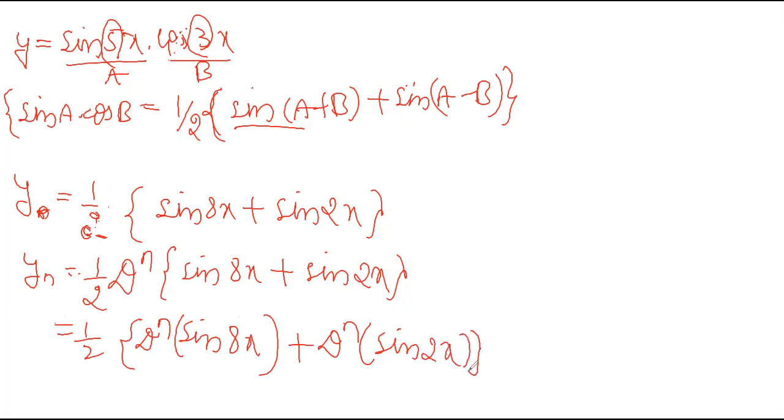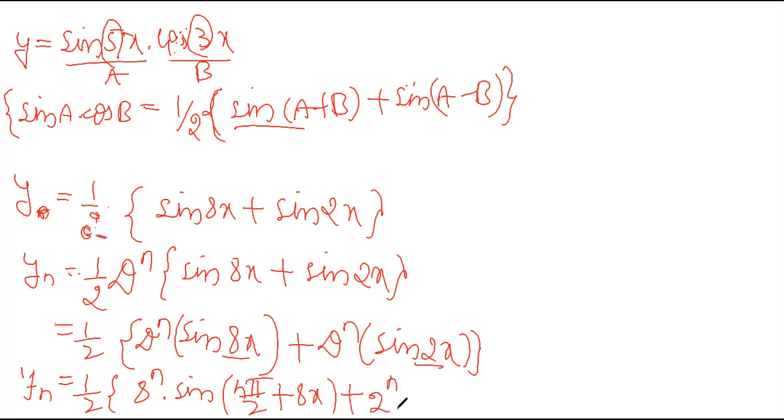Lastly, the simplification: y is equal to 1 by 2 into, here 8 is there, that means 8 to the power of n into sin of n pi by 2 into 8x. This is the first one. Plus next, 2 is there, means here 2 to the power of n into sin of n pi by 2 plus 2x. This is your answer. Only 2 minutes.